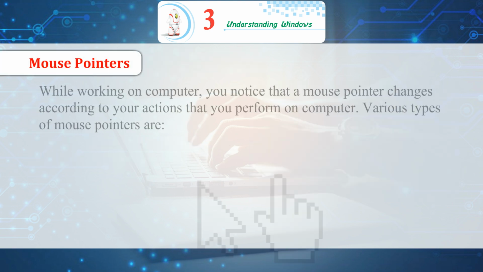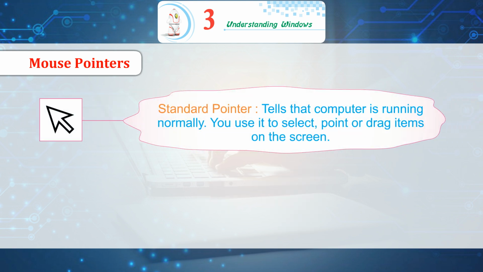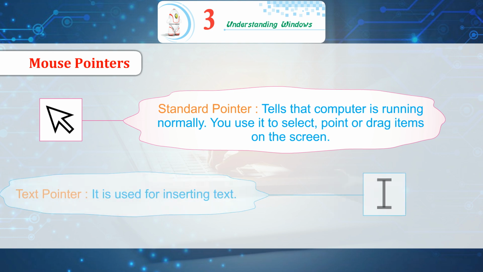Mouse pointers. While working on a computer, you notice that the mouse pointer changes according to the actions that you perform on the computer. Various types of mouse pointers are: Standard pointer. It tells that the computer is running normally. You use it to select, point or drag items on the screen.